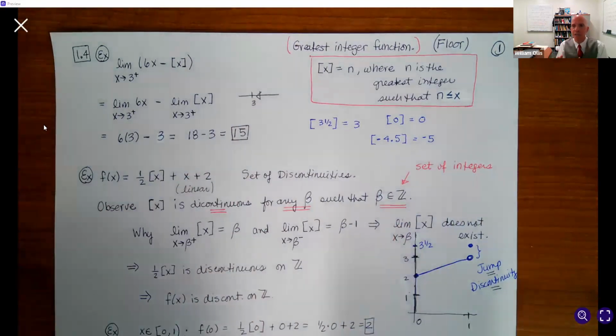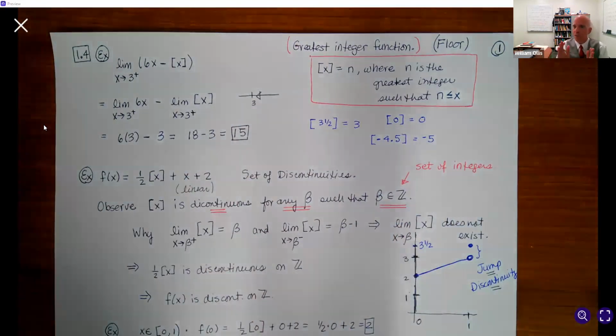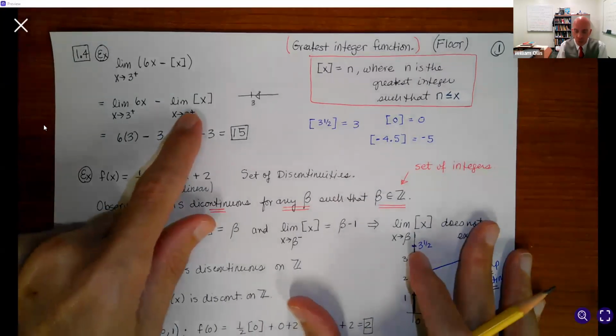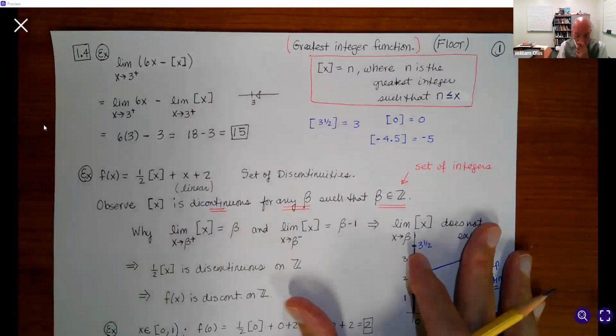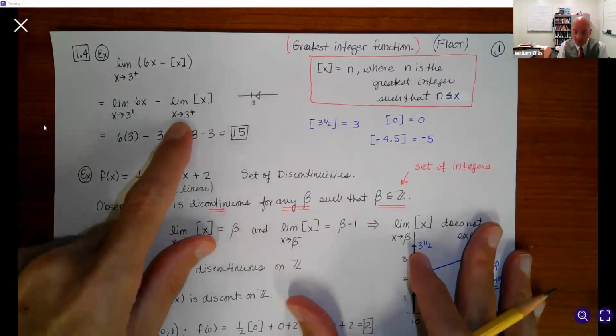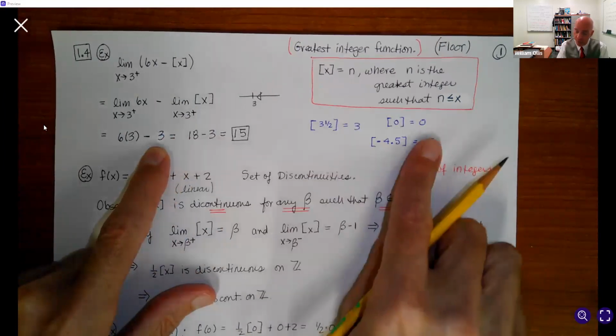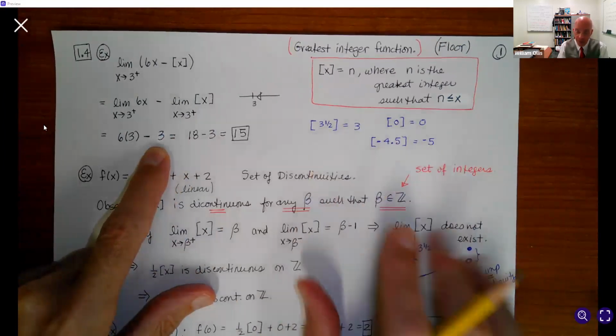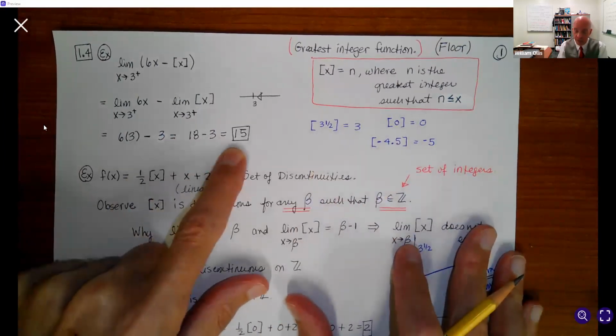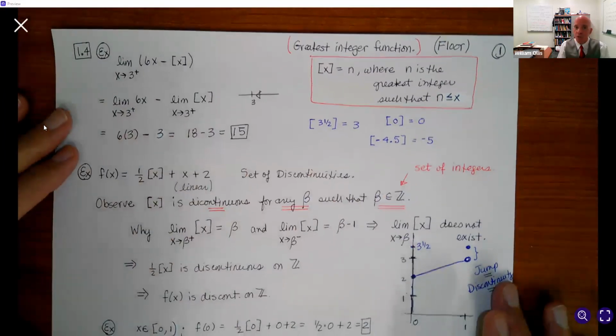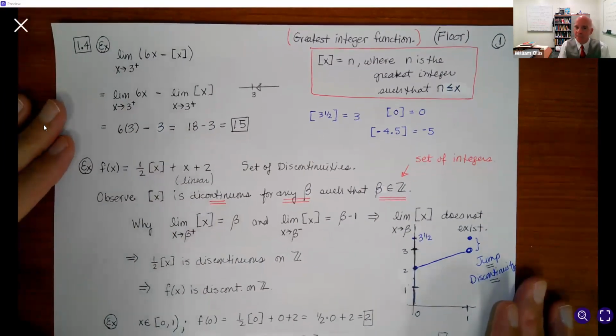So when you think about the limits, you're thinking of getting arbitrarily close to the particular value. And so, of course, the floor of this, or the greatest integer function here, in this case, where x is approaching 3 from the right, would clearly be 3 if you think about what we just did in this example here. And so 18 minus 3 is 15, and we're done. So the greatest integer function is kind of fun.